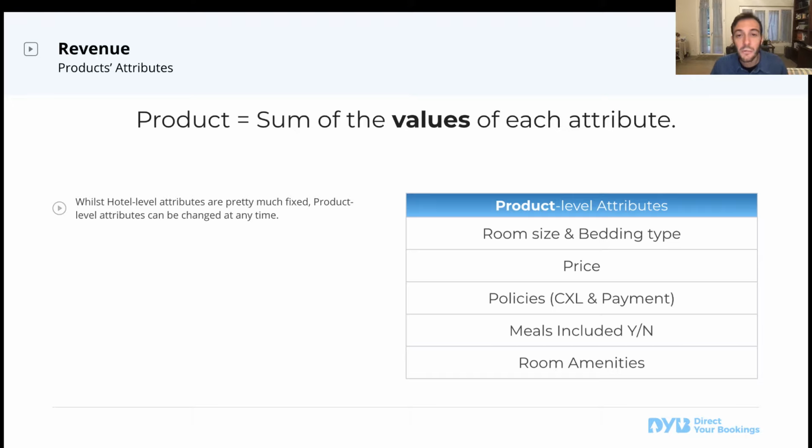What do you do when you face a low-performing product, generally speaking? Do you lower your price? That's quite common. And if so, you are changing the value of the product-level attribute named price. You see, everyone has already been doing that. But what I also want to say is that it's not all about the price.